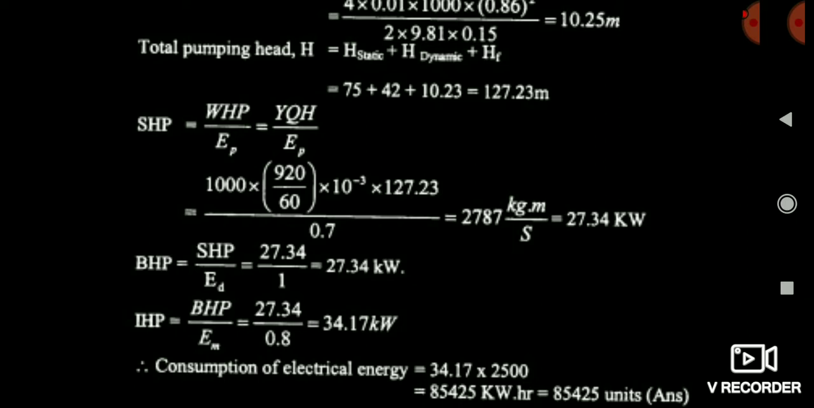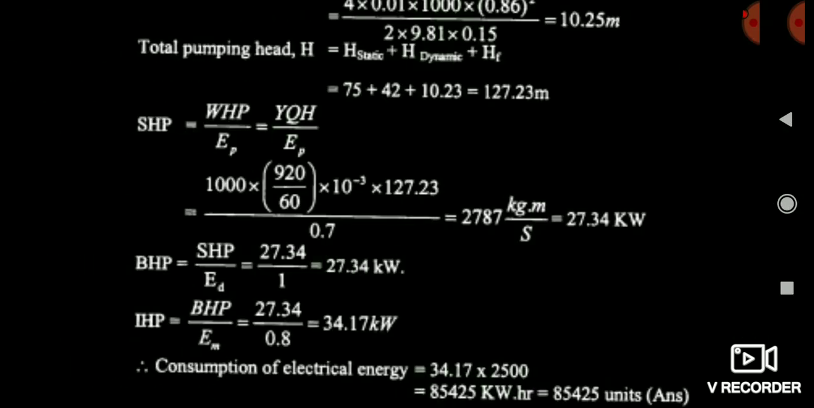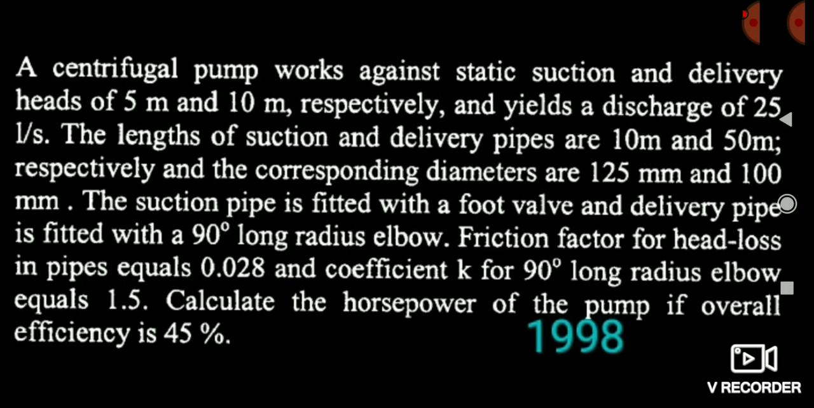And after this we have to calculate the total consumption of electricity. Here you can see that it is operated for 2,500 hours in 1 year. So we have to calculate our annual consumption in terms of kilowatt-hour. So we should multiply the power by the number of hours. So we will get 85425 units. So this is our final conclusion.